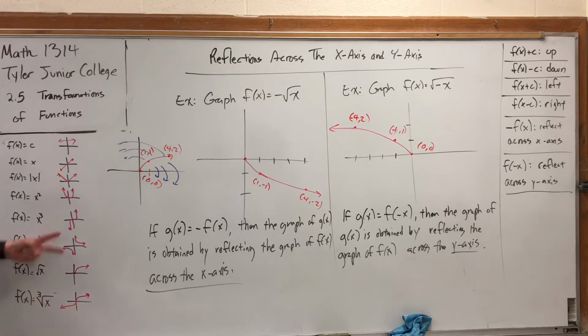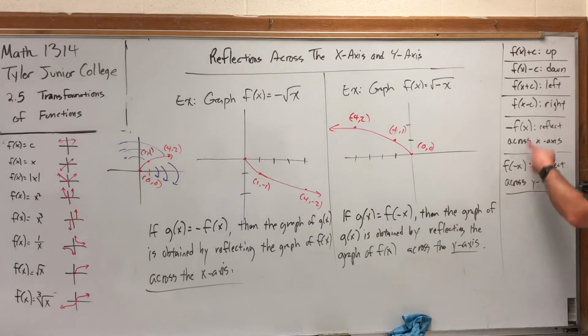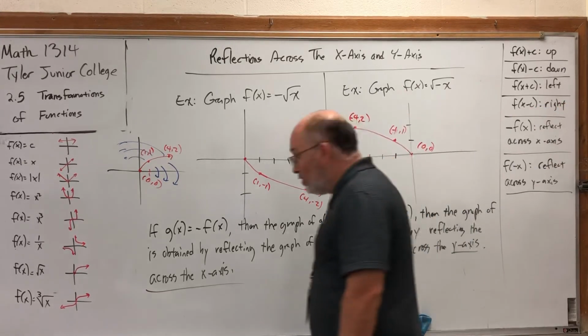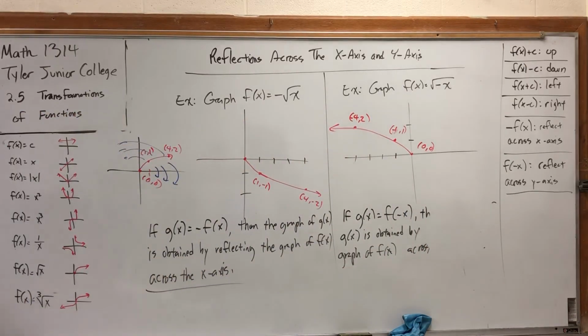For example, if I took the 1 over x, reflected it across the x-axis, the branches would land in quadrants 2 and 4. But if I reflected it across the y-axis, the branches would still land in quadrants 2 and 4. So if you have an odd function, reflecting across the x-axis is the same as reflecting across the y-axis. I challenge you to review the definition of an odd function and confirm it algebraically, that for an odd function, these two things are equal. It's not actually that hard to prove. So that's a reflection. Stick a negative on the x, reflect across the y-axis. Stick a negative in front of the function, reflect across the x-axis.